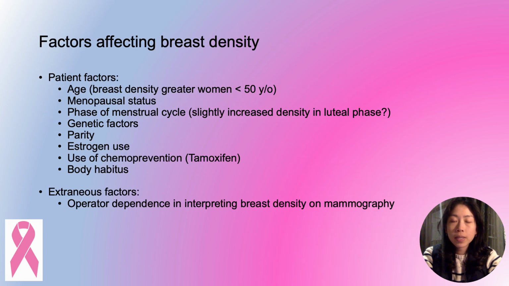Some factors that affect breast density include patient factors and other extraneous factors. Some patient factors include the age. For example, it's more common in women that are less than 50 years old. Menopausal status, the phase of a menstrual cycle. There are studies that show that there's increased density when a woman is in a luteal phase. Some genetic factors, the number of children a woman has. Estrogen use, the use of chemoprevention such as tamoxifen, body habitus, and other extraneous factors such as operator dependence and interpreting breast density on a mammogram.